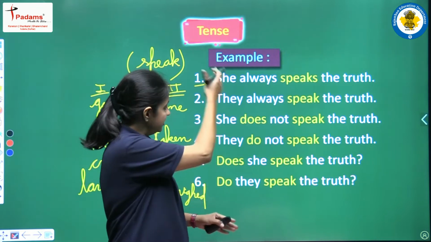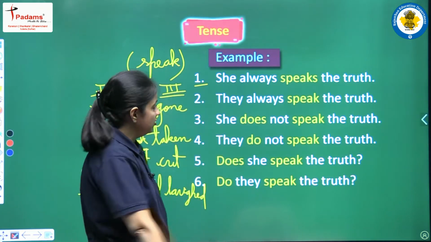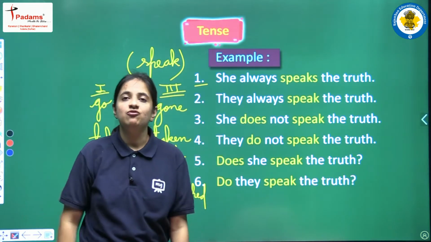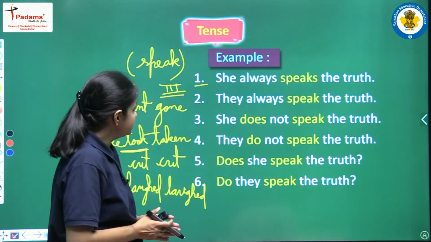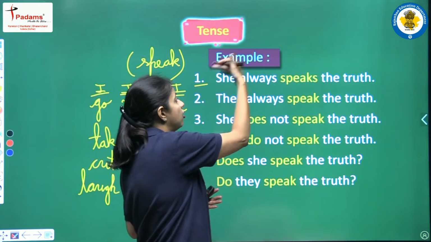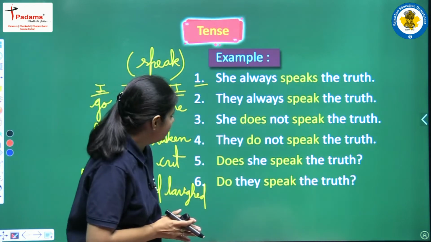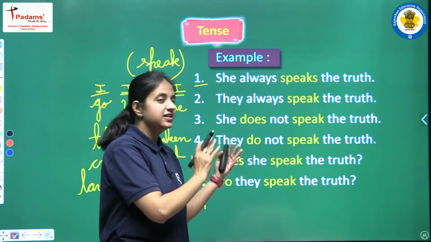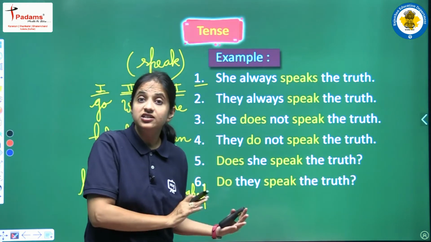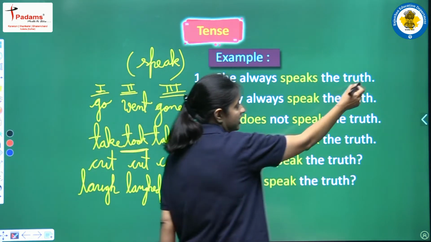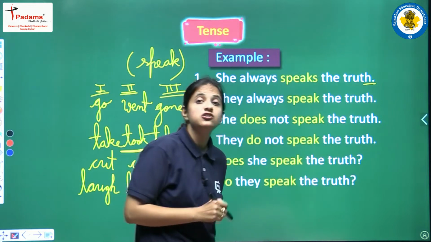Clear? Again, let's come to our examples. So in all these sentences, we are having the main verb speak. So the first sentence that we are having is she always speaks the truth. So let's discuss this sentence in detail. So first of all, this thing is clear to you all that this is a positive sentence. Why? Because we are not having question mark, we are having full stop at the end.